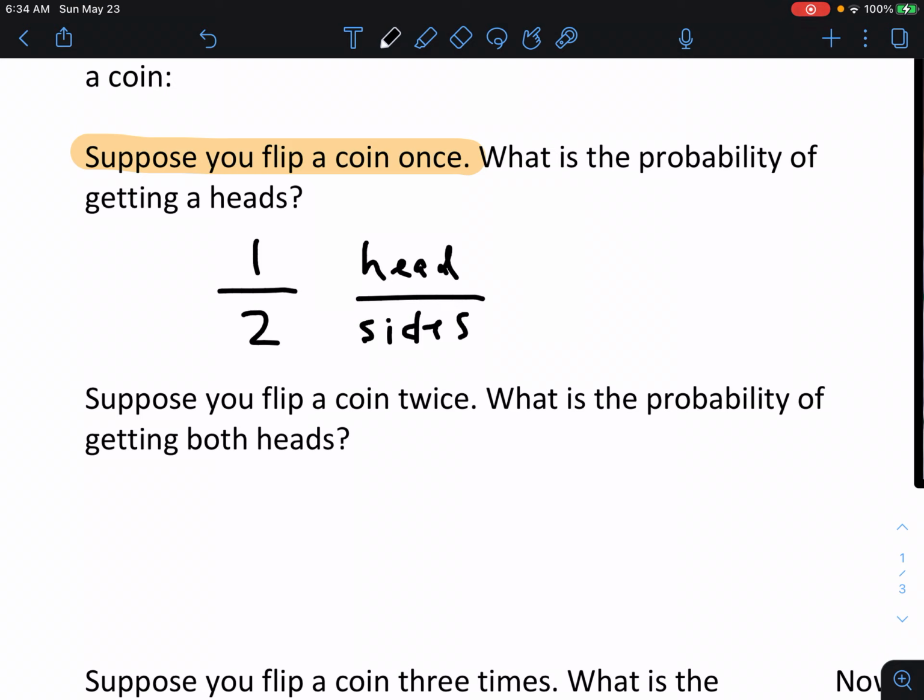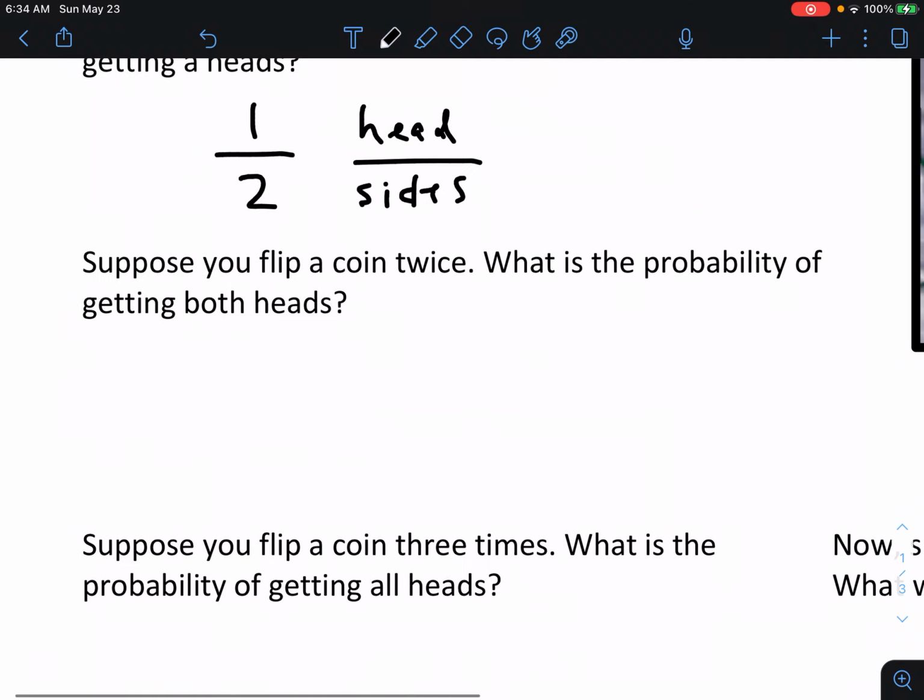Now, suppose you flip a coin twice. What is the probability of getting both heads? And this is where the multiplication rule comes in, because we know that if we flip a coin once, the probability of getting heads is 1/2. But then we're going to flip that exact same coin again, and since nothing changes about that coin, the probability of getting heads stays exactly the same, so it's another 1/2.